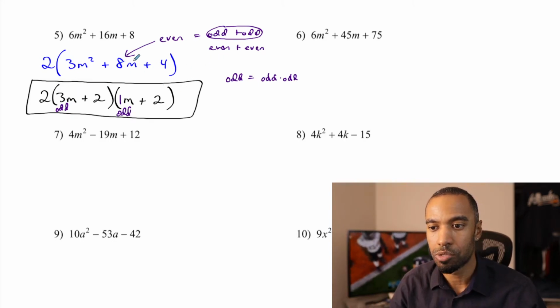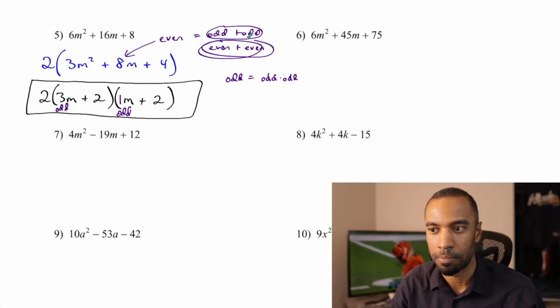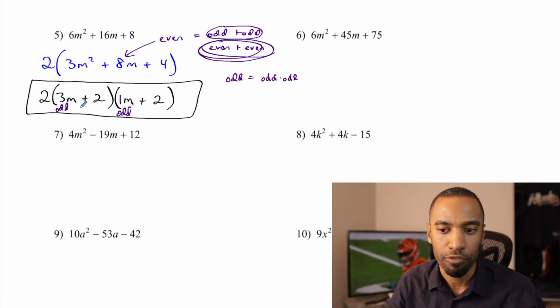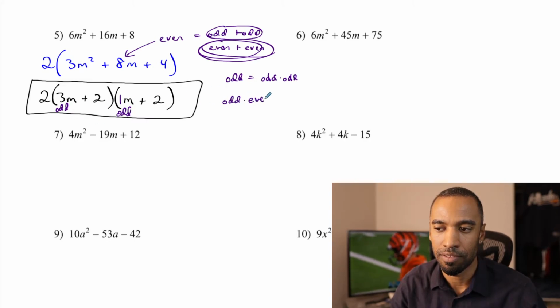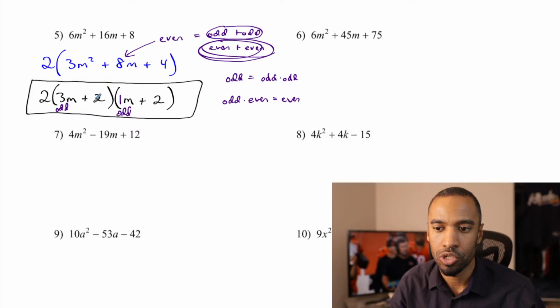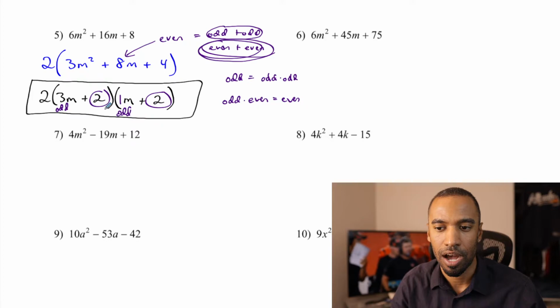The only way that this is possible to get even is from even plus even. And the only way to get evens from odds is to be doing odd times even. Odd times even equals even. You know what 2 is? Even. Even and even. So I'm doing odd times even is even.